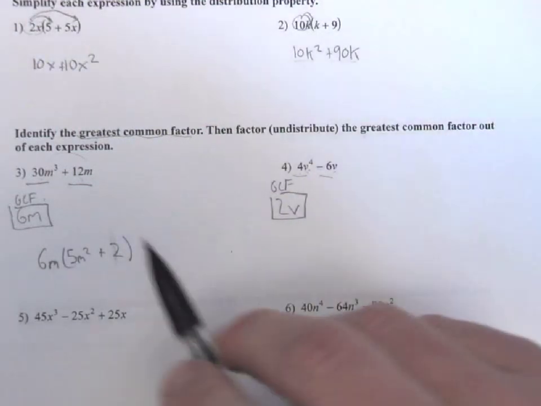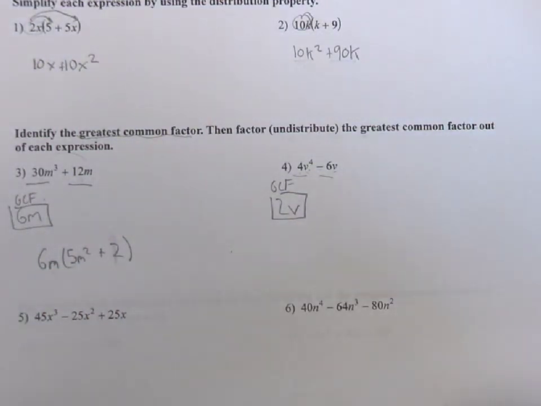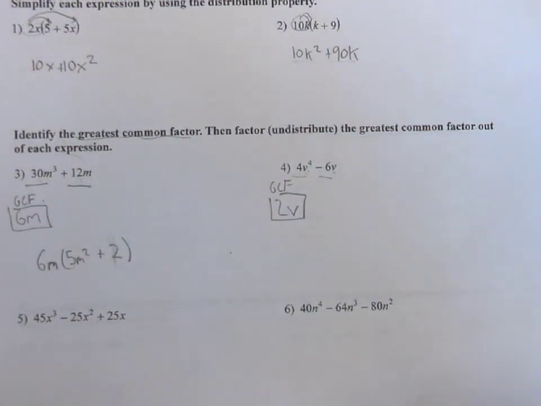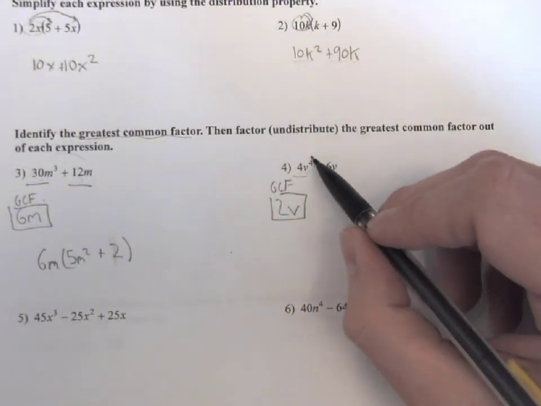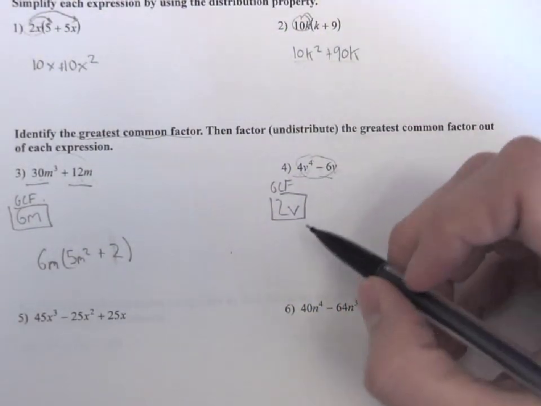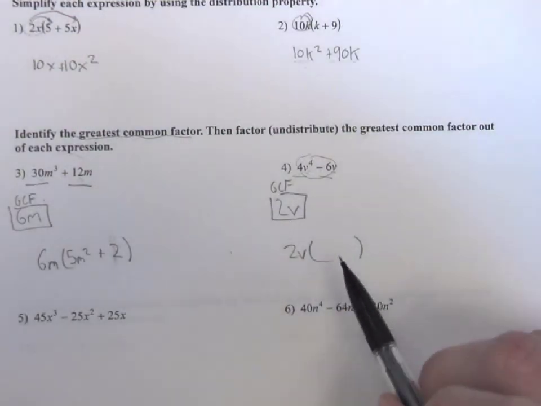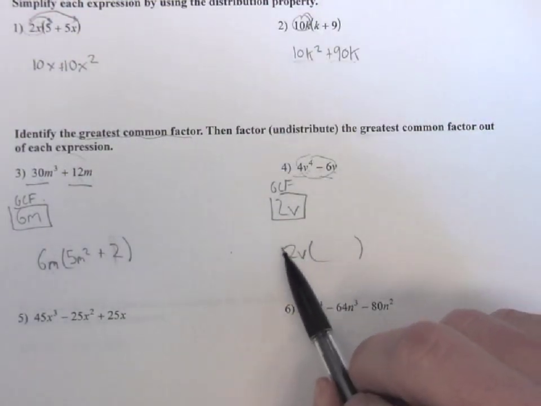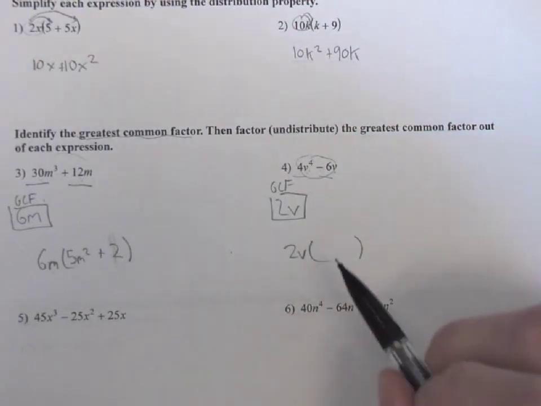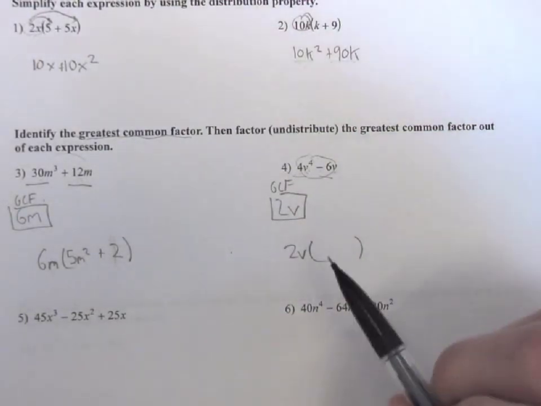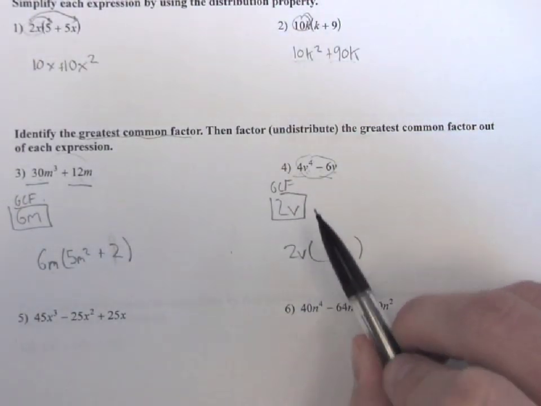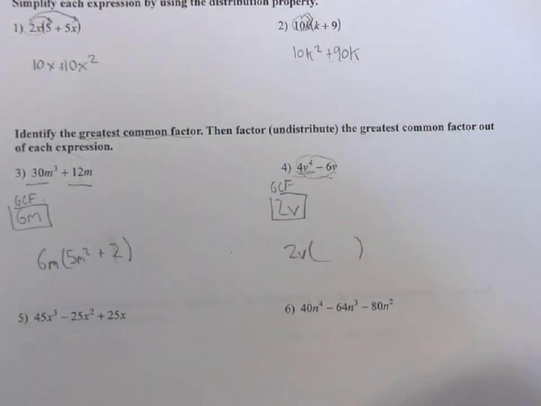That's the first step, right? Identify the greatest common factor. The next step is to just undistribute or factor out that greatest common factor from these two terms. So what that would look like, if we're undistributing, is we have 2v on the outside because we're going to basically unfactor this 2v. And to figure out what goes in here, we're just going to think 2v times what would give me this term, right? We're kind of going backwards.